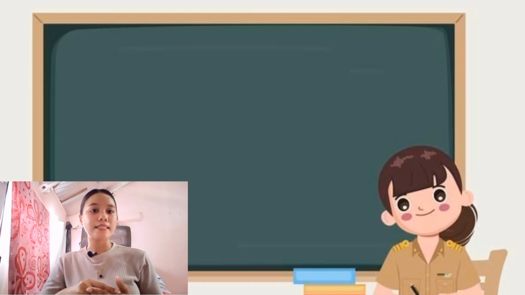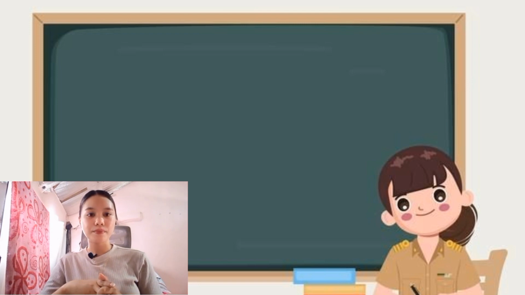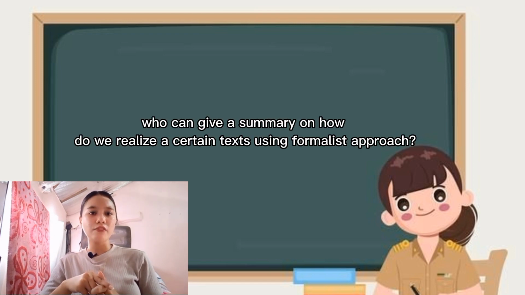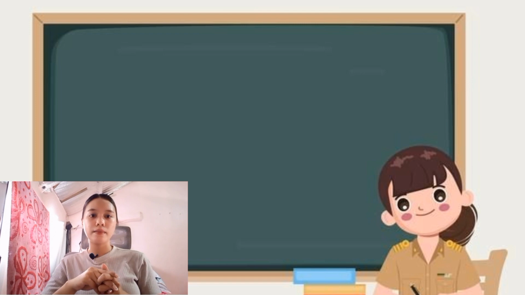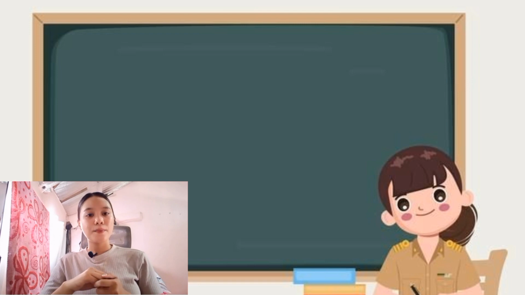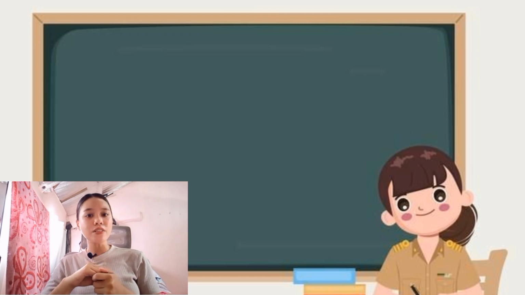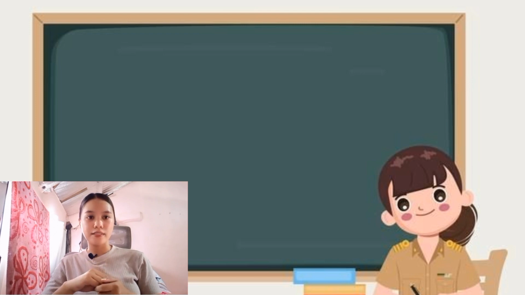Now, who can define resilience in their own words? Go, Mr. De La Cruz. Okay, thank you, Mr. But setting that aside, who can give a summary on how we realize a certain text using the formalist approach? Precisely. So, are there any more questions about formalist analysis or about the poem? Okay, none. Alright, if there's none, let me give your evaluation.